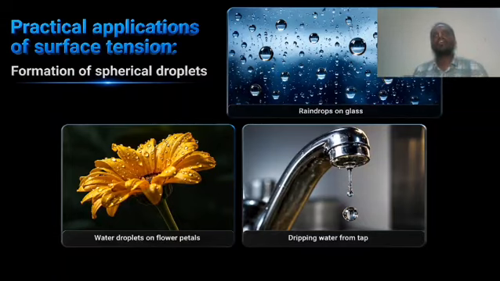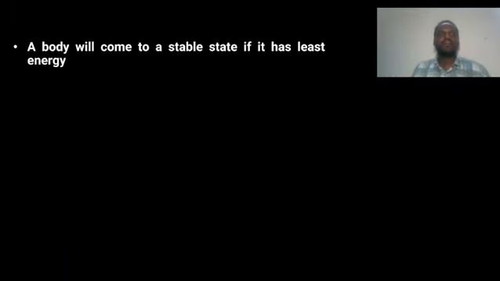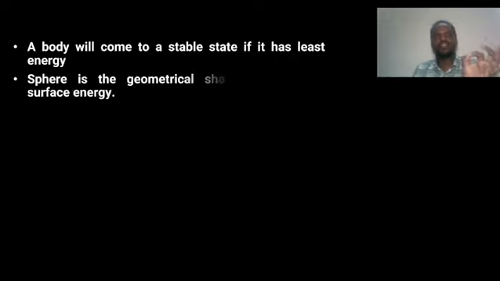When a tap is leaking at your house, you can see that droplets are falling onto the sink. It appears spherical in shape, right? All these formations of spherical droplets are due to what? Surface tension, right? A body will come into the stable state if it has the least energy. The geometrical shape which has the least surface energy is a sphere.